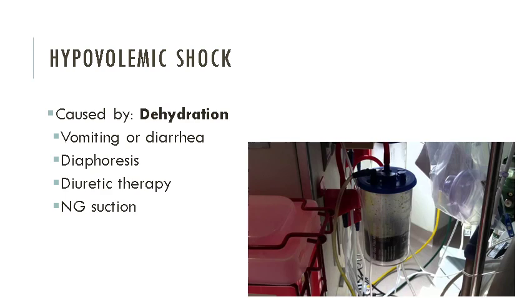So if you have a client that has GI issues, they're vomiting, they have diarrhea, they have NG suction, think of all the volume of fluid that they're losing because of that and how that's going to decrease their circulating blood volume. So really important to think about that as well.